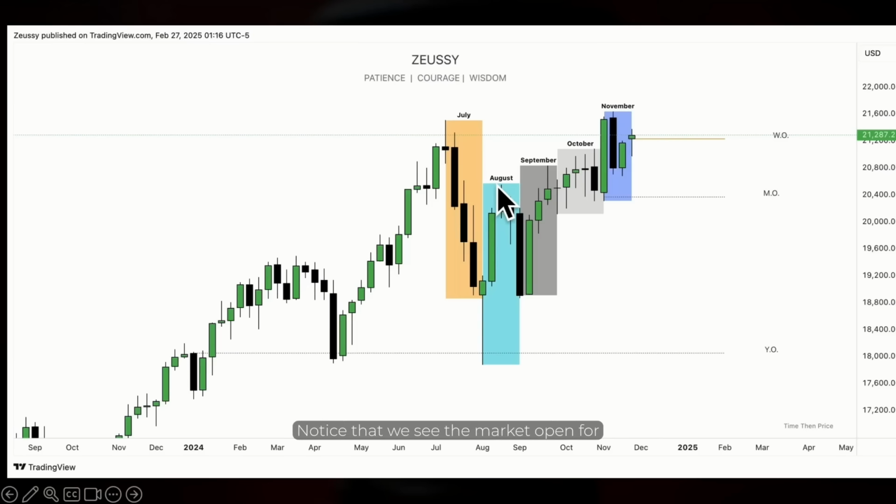Notice that we see the market open up for the month of September. What happens? Open low, and we see the market run higher. October consolidates, and then November expands higher, drawing towards the July high.